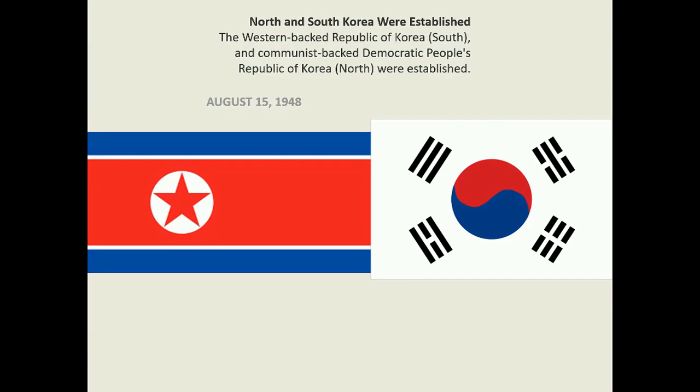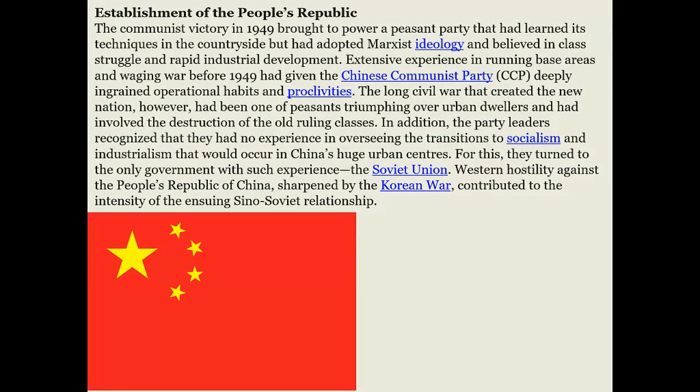The establishment of the People's Republic of China, the Communist victory in 1949, brought to power a peasant party that had learned its techniques in the countryside, but had adopted Marxist ideology and believed in class struggle and rapid industrial development. Extensive experience in running base areas and waging war before 1949 had given the Chinese Communist Party deeply ingrained operational habits and proclivities.